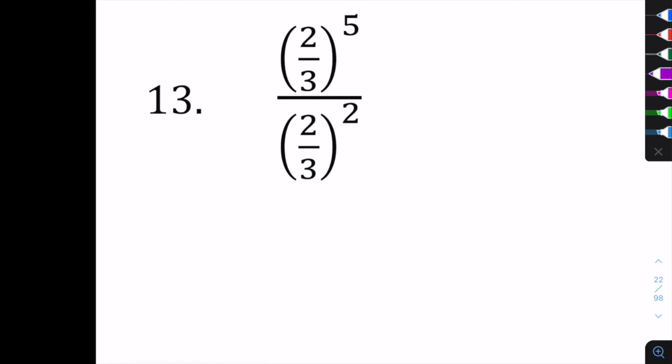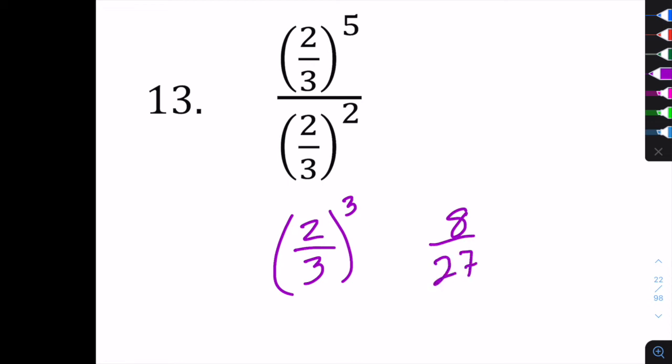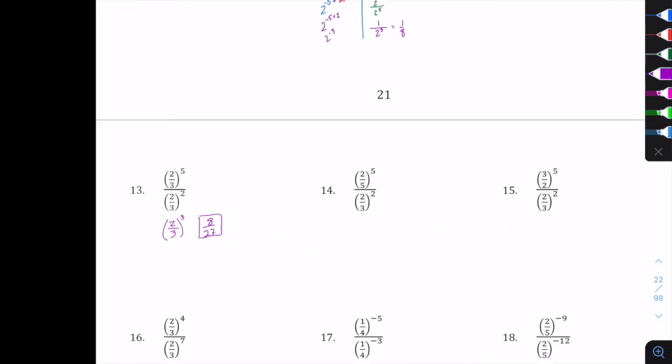So we've got 2/3 to the fifth over 2/3 to the second. Well, fractions are fractions. Fractions are just bases. It's the same base with exponents. So we can apply our quotient property and say this is 2/3 to the, well, 5 minus 2 is 3. And we can recognize that that's going to be 2 times 2 times 2 over 3 times 3 times 3, which is 8 over 27.